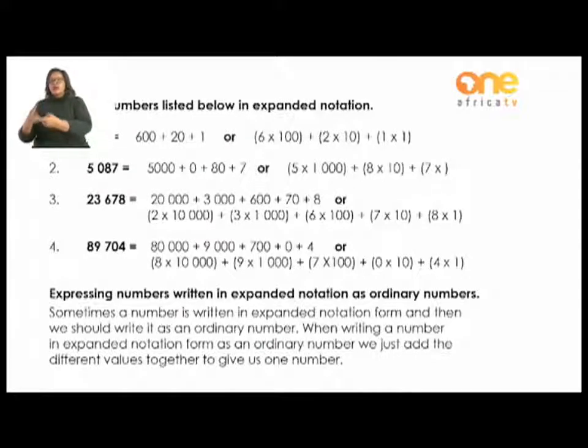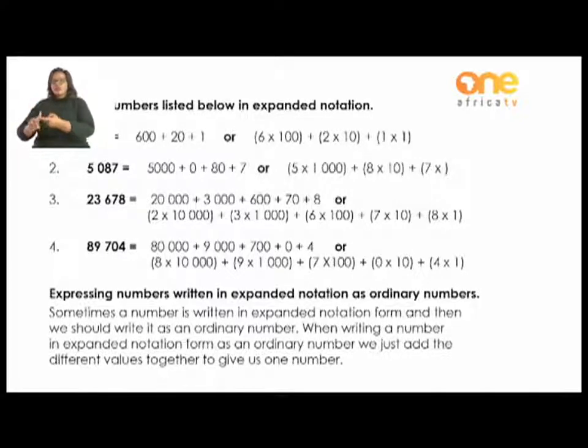Then we've got one more example, 89,704. It's quite a big number. If you write it in expanded notation, the value is 80,000 plus 9,000 plus 700 plus 0 plus 4.